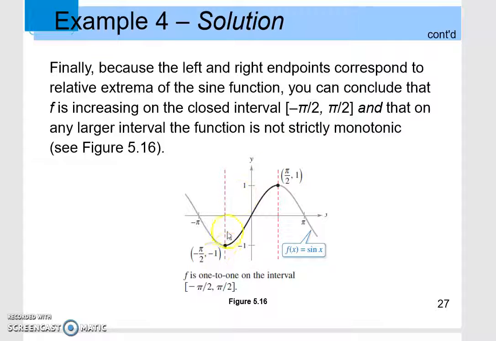So at minus pi over 2 the value is minus 1, and at pi over 2 it's 1. So you can see it hits its lowest down here, its minimum, and its maximum up here, and then it's just increasing as we go from its minimum to its maximum. So that is the biggest interval that you can choose to where it'll be strictly monotonic.